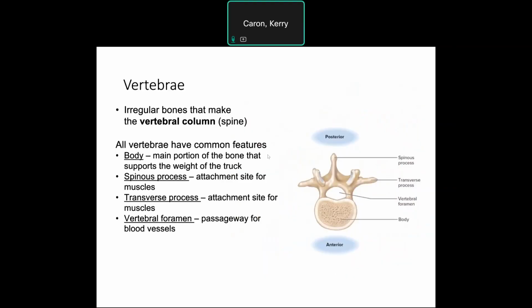Here's the vertebrae, okay? And remember, those are irregular bones. There's a body, there's a hole or vertebral foramen, and that's where the spinal cord goes. There are transverse processes, remember trans means across, and spinal processes, okay?